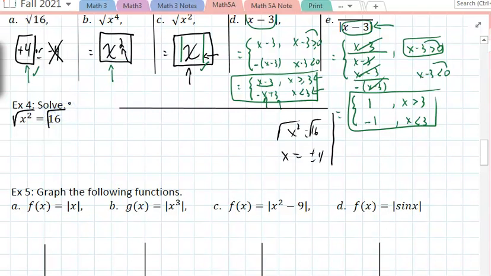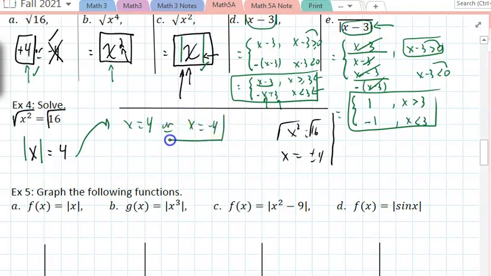X cubed, I would cube root both sides. The right side is a positive 4. It's right there. It's not plus or minus. The left side is x, almost. It's an absolute value of x. And if absolute value of x equals 4, then what does that mean? That means either x equals 4 or x equals negative 4. So the plus or minus comes from the left side, not the right side.